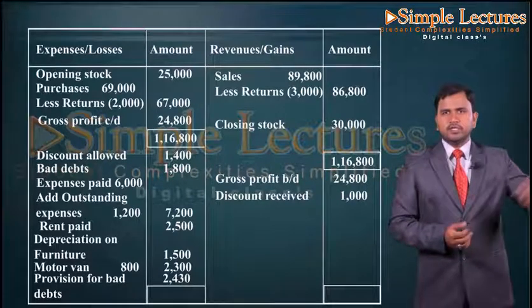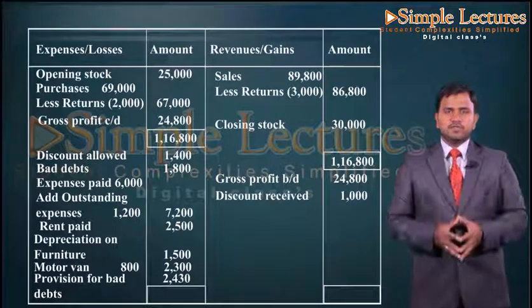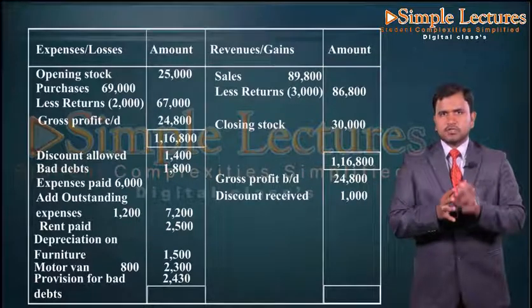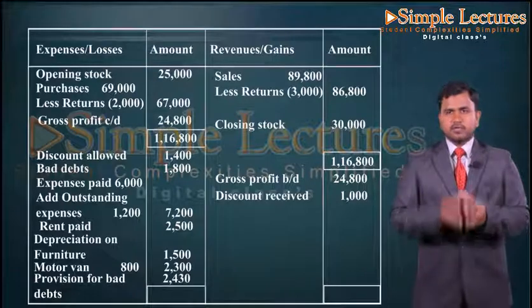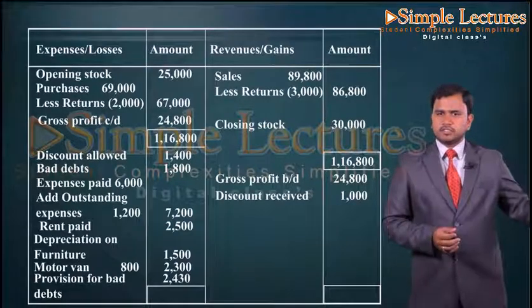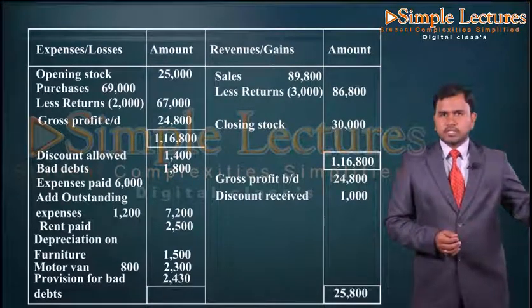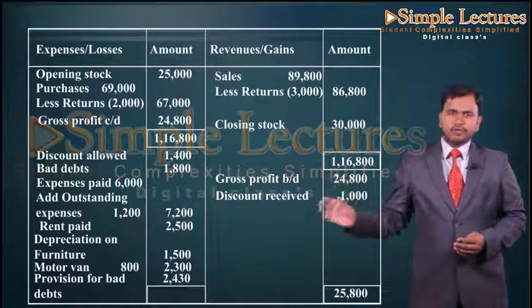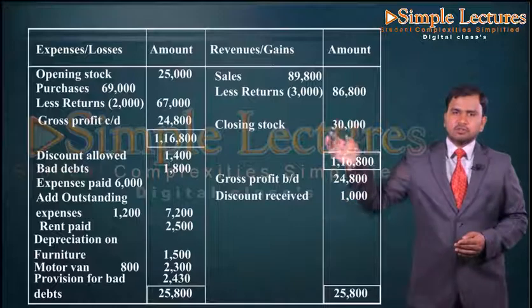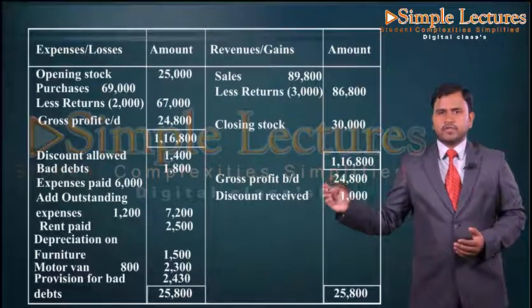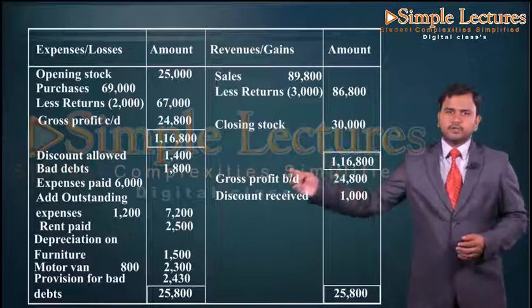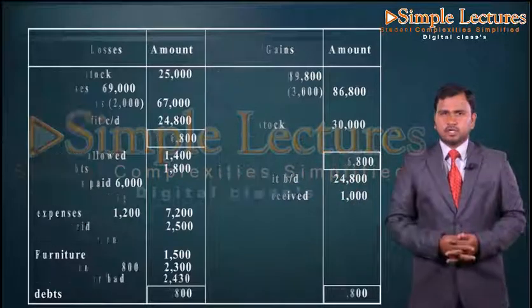Discount received 1,000. So once we are done with all the entries and adjustments, we have to close the profit and loss account to find out the net profit. So when coming to the credit side, we have excess total, which is 25,800. The same total will be recorded on the debit side, 25,800 minus all the expenses. The difference we have is 8,170, which is nothing but net profit transferred to the capital account.